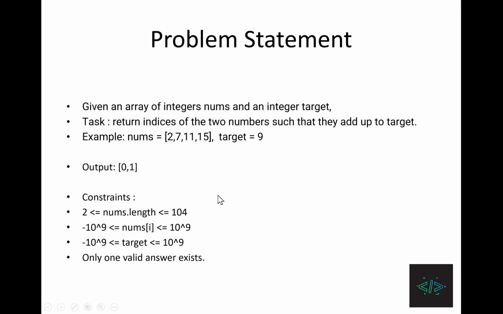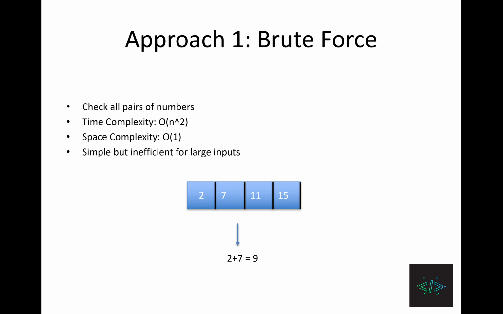So now let us proceed to our approaches. Let us see the brute force first. In brute force we check each of the pairs of indices. For the first index 0, we can check from 1 to n minus 1.